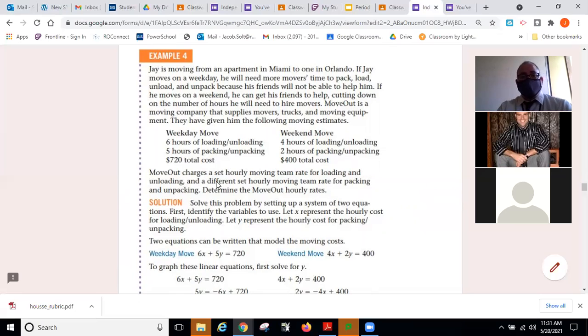So Move Out charges a set hourly moving team rate for loading and unloading and a different set hourly moving team rate for packing and unpacking. Determine the Move Out hourly rates.